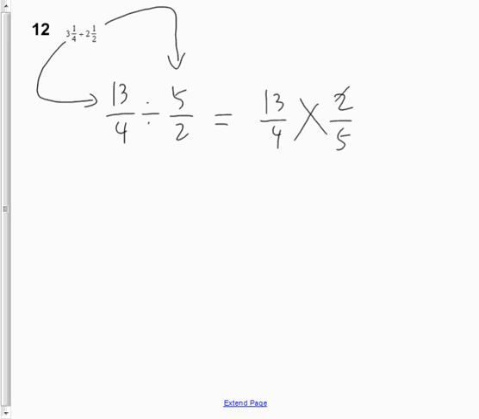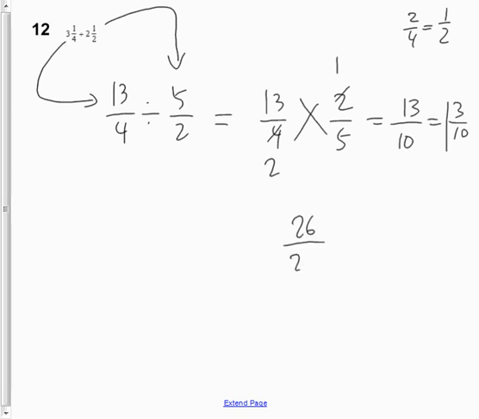If you wanted to, you could cross reduce right now. 2 over 4 would reduce down to 1 over 2. So this will become a 1. This will become a 2. You get 13/10, which is 1 and 3/10. If you didn't cross reduce, you would have got 26/20, which is 1 and 6/20, which is 1 and 3/10. Either way, you get the same answer, 1 and 3/10.